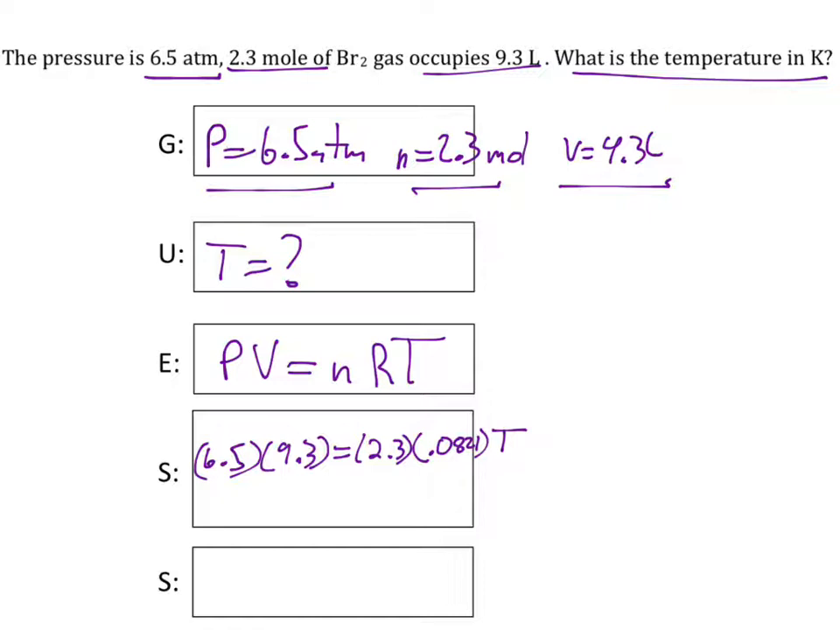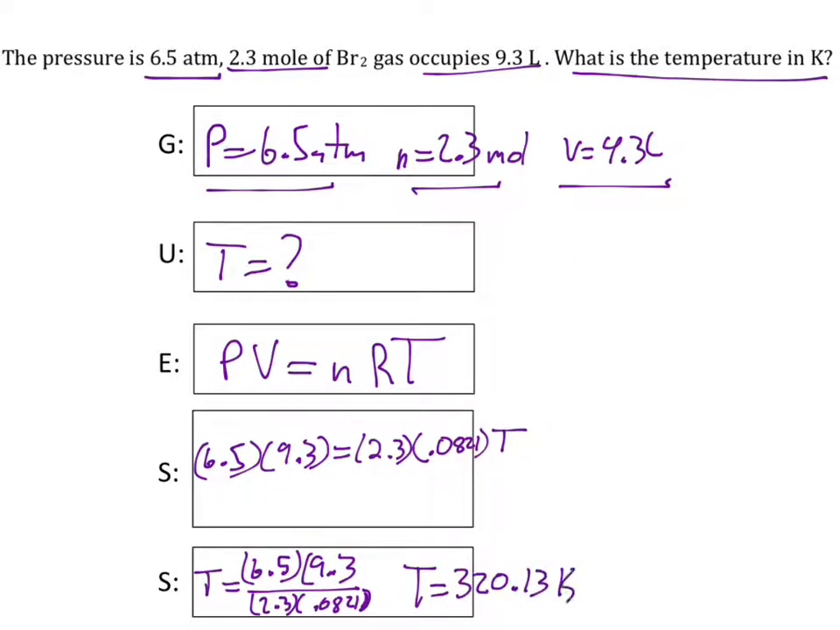And then the last S is solve. T is equal to 6.5 times 9.3. And then we divide it by the 2.3 and the 0.0821, because those are multiplying temperature. So to move them to the other side, you have to divide them. And then we just type this into our calculator, and what you end up getting is 320.13 Kelvin. That is our answer. And we put a smiley face. This guy's so happy he's got his eyes closed.